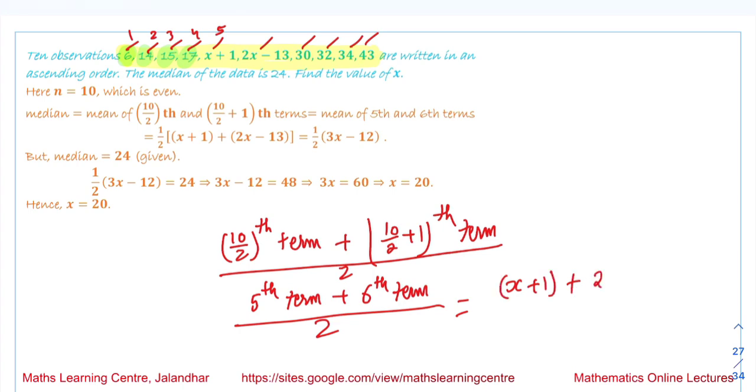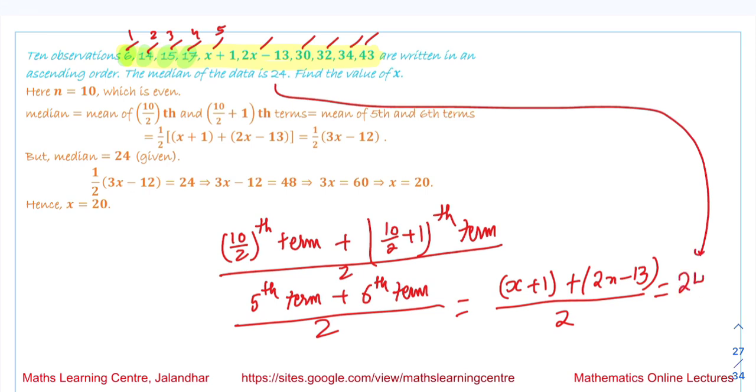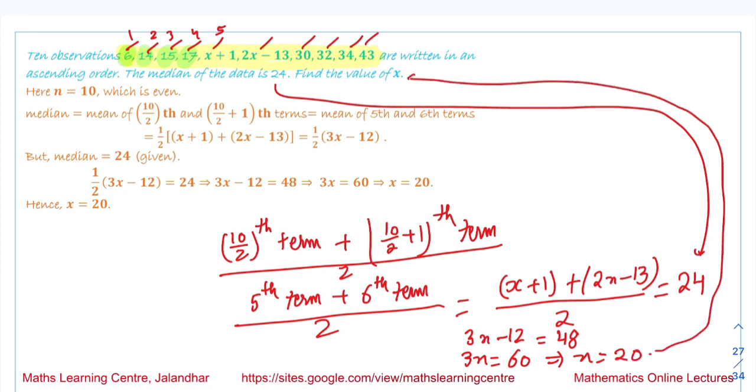The 6th term is 2x minus 13, and divided by 2, the median of this data is 24. When you solve it, 3x minus 12 is equal to 48. So 3x is equal to 60. So the value of x we will get is 20, and this is what we have to calculate. We have to find the value of x.